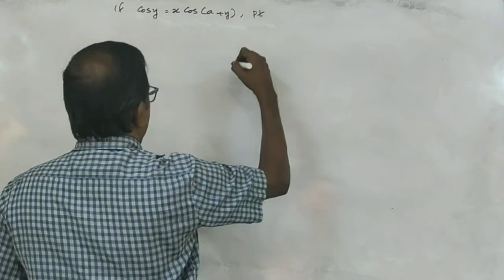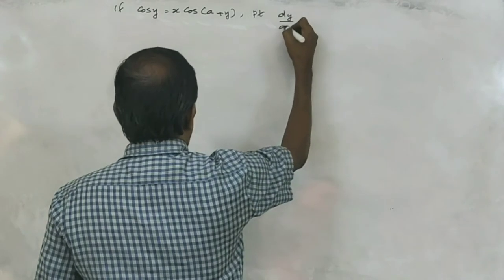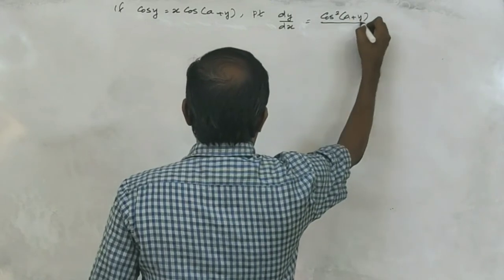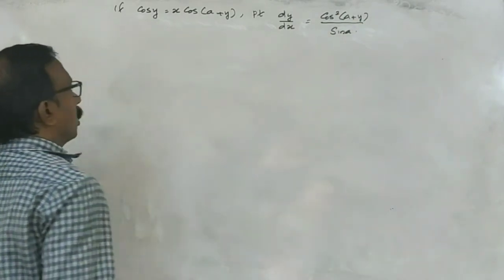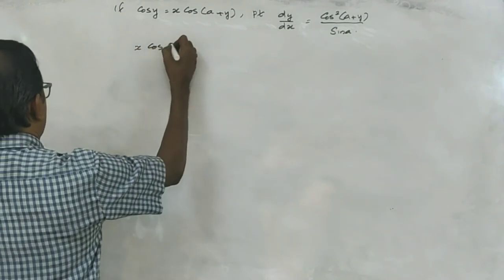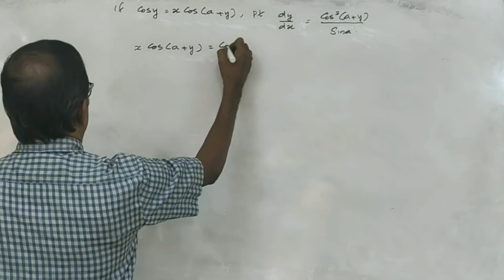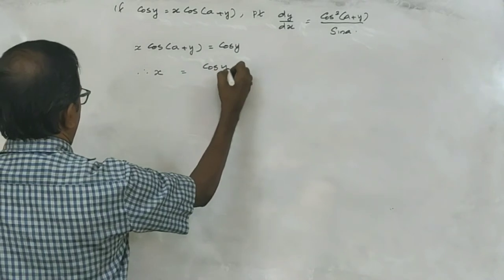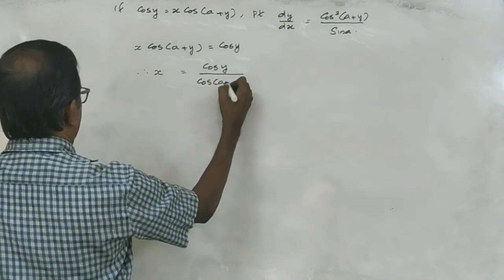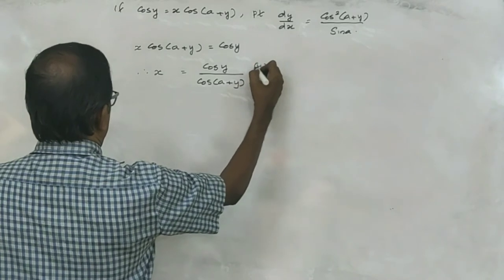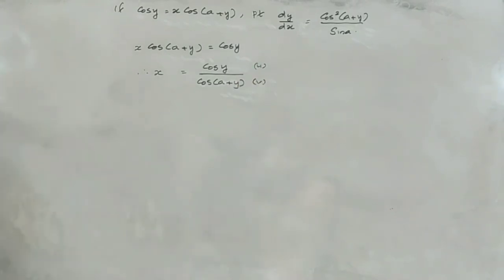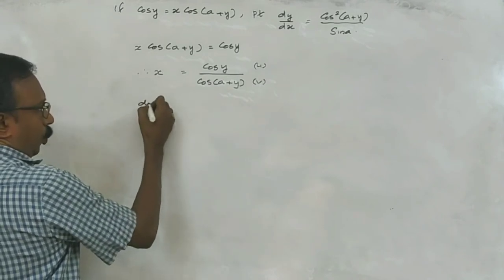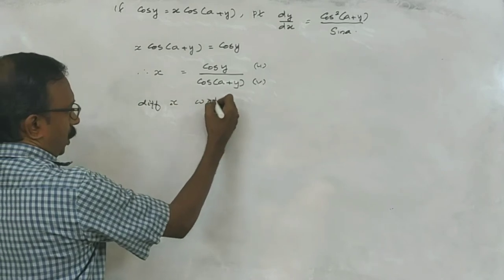Next question is, if cos y is equal to x cos (a plus y), prove that dy by dx is equal to cos square (a plus y) by sin a. Here x cos (a plus y) is equal to cos y. Therefore, x is equal to cos y by cos (a plus y). This is u and this is v. Now we can apply the quotient rule, differentiating x with respect to y.